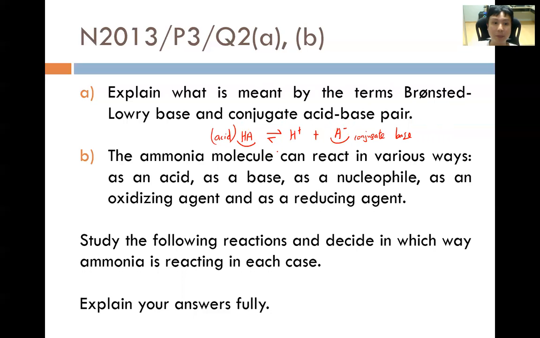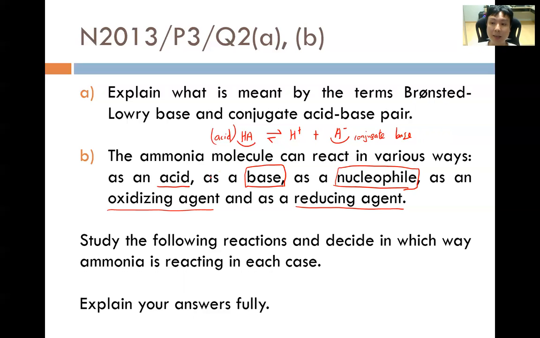Okay, so for part B, the ammonia molecule can react in various ways. Let's be clear what it can be first: as an acid, as a base, as a nucleophile, as an oxidizing agent, and as a reducing agent. Here I would like to point out a few things first. For a base and a nucleophile, if you were to talk about base in terms of the Lewis definition, Lewis bases are electron pair donors. And as we have mentioned in the previous lecture, nucleophiles are also electron pair donors. So if you say that something is a Lewis base, it is necessarily also a nucleophile.